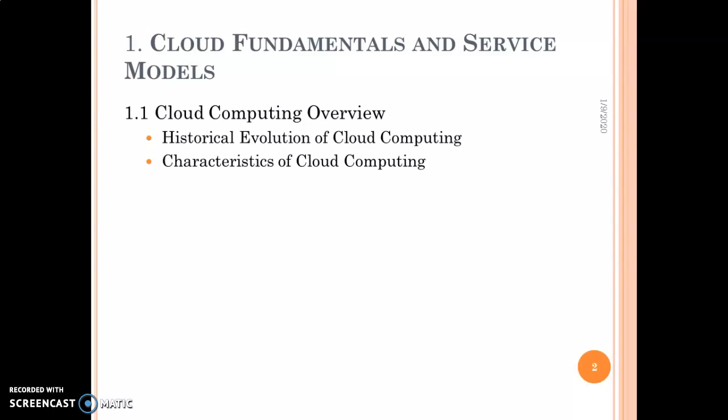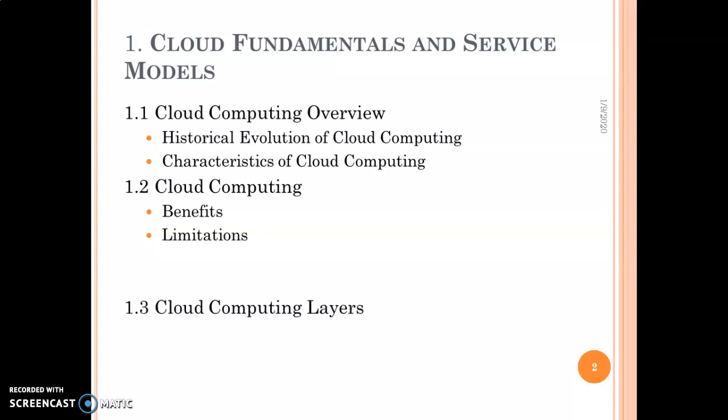We are at the module Cloud Fundamentals and Service Models, where we saw the submodule of Cloud Computing overview, and we also have seen the cloud computing benefits and limitations. Today we are going to see about cloud computing layers. In the previous class we saw some of the service layers like PaaS, IaaS, SaaS, and their features and characteristics.